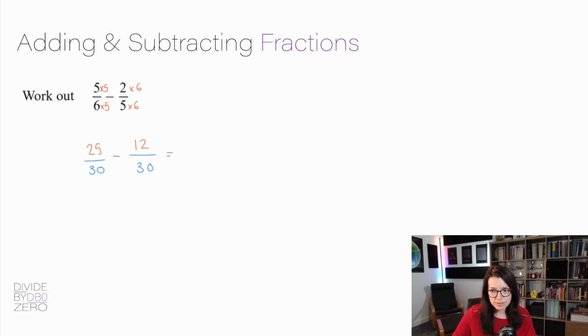And again, when you do the subtraction, the denominator stays the same. And the top is what you get when you do 25 take away 12, so 13. Once again, really important to have that common denominator there.